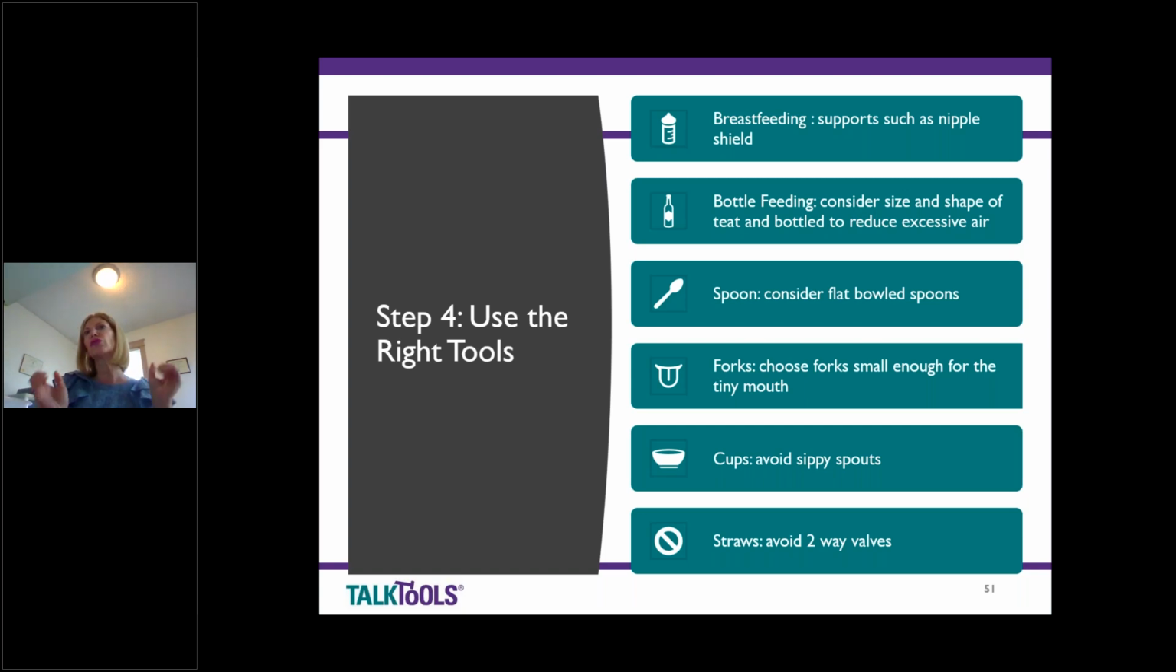So when you see these, oh, this is great, commercial cup, it's probably developed for the parent and not oral motor development.